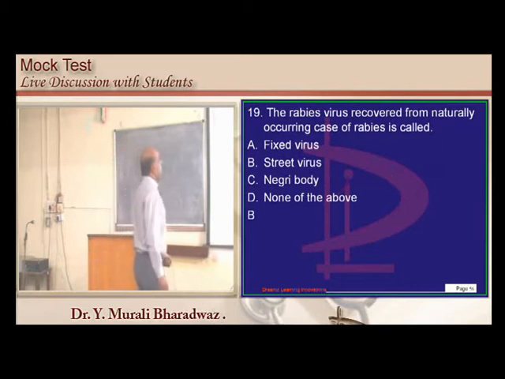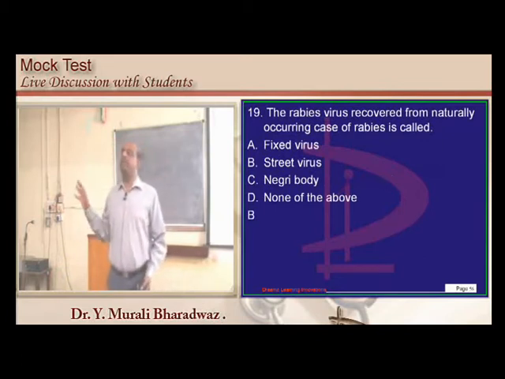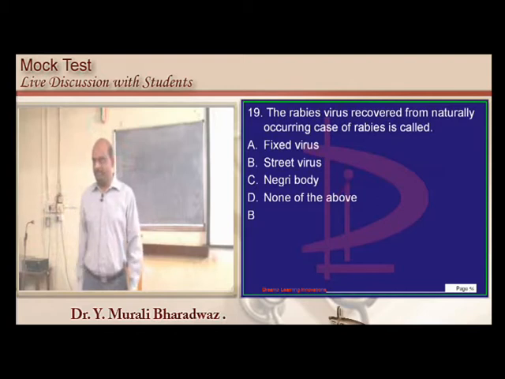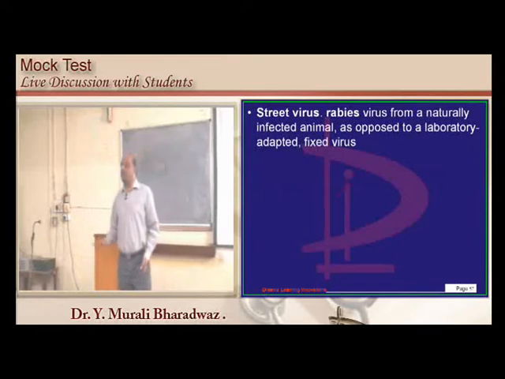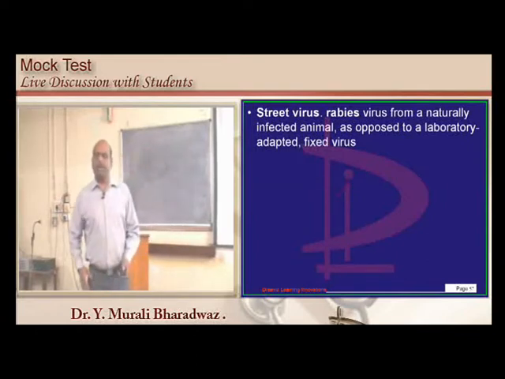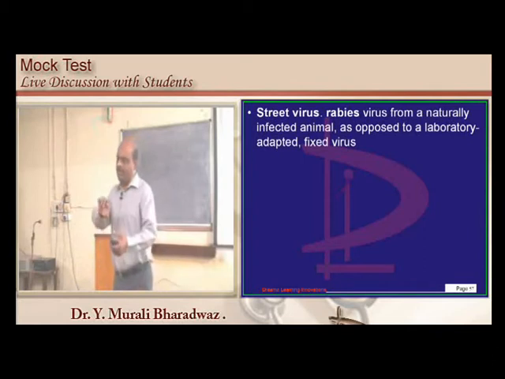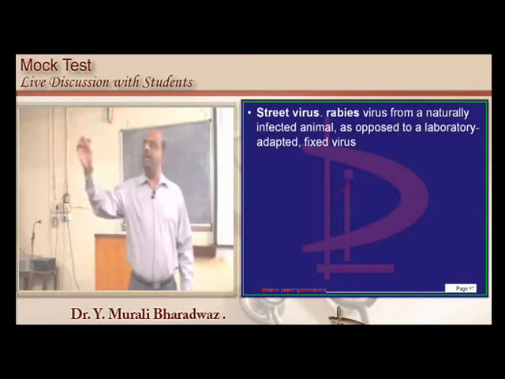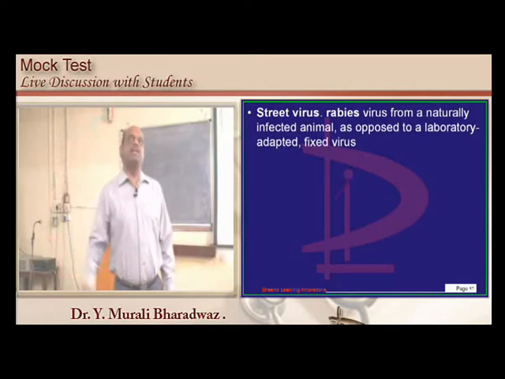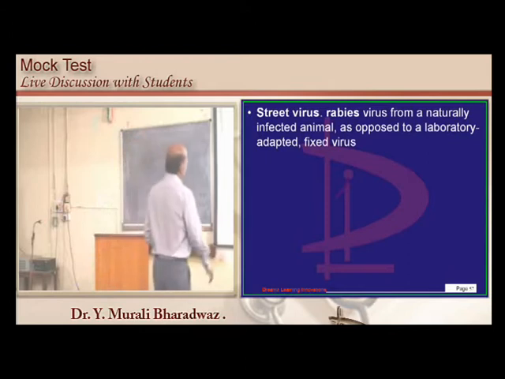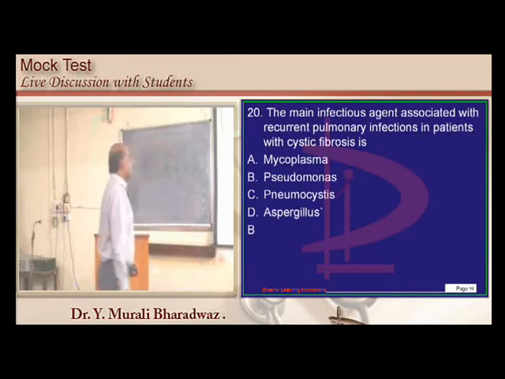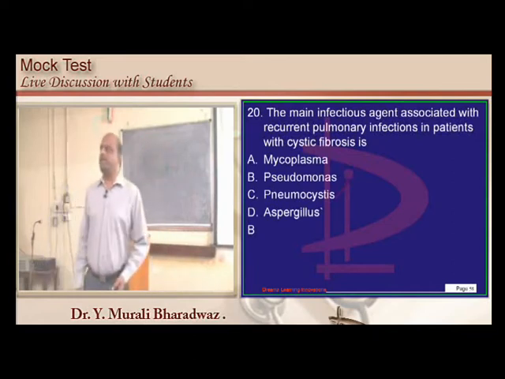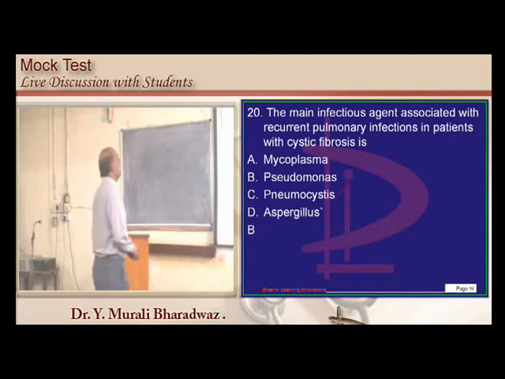Now, what is meant by a street virus? What is meant by a fixed virus? Fixed means you fixed it in the lab, whereas street virus means a naturally infected rabid dog. If you remove the brain and take out a specimen and find the virus, it is naturally existing in the brain of an infected animal, which is basically called the street virus. In cystic fibrosis, we find Pseudomonas capsulated organism infections very, very commonly.